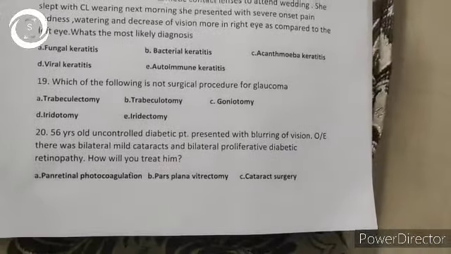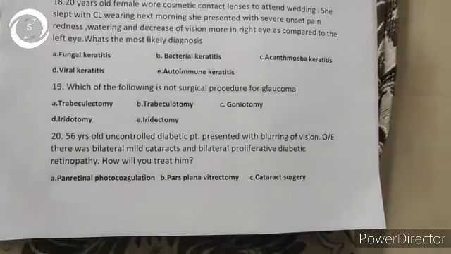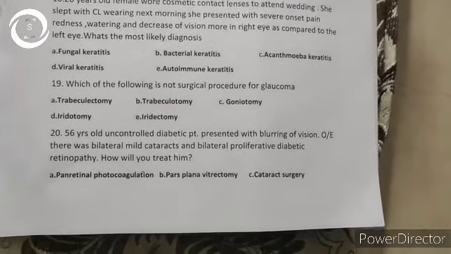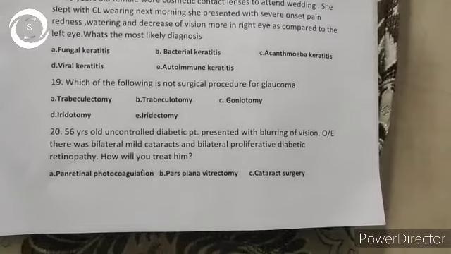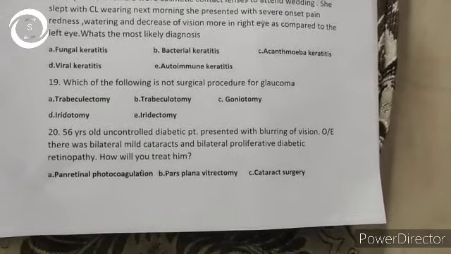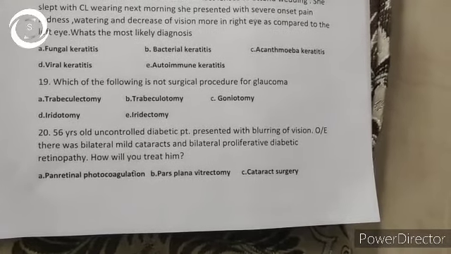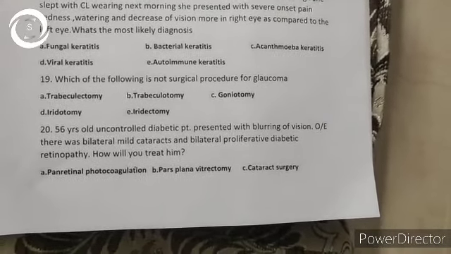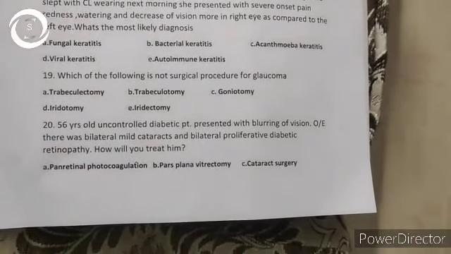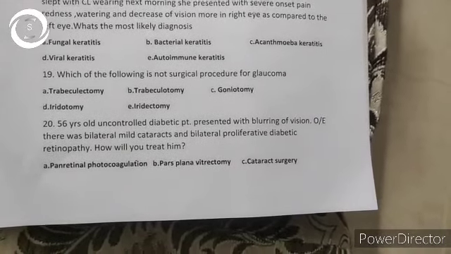Now we know that in childhood glaucoma, if we have a clear cornea, we perform goniotomy, and if we have a hazy cornea, we perform trabeculotomy. So these are also surgical procedures. But iridotomy is done with lasers. Its full name is laser peripheral iridotomy. So option D is not a surgical procedure, it's a laser procedure, whereas all others are surgical procedures for glaucoma.